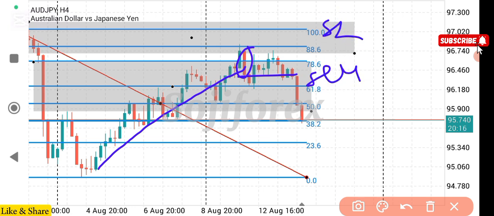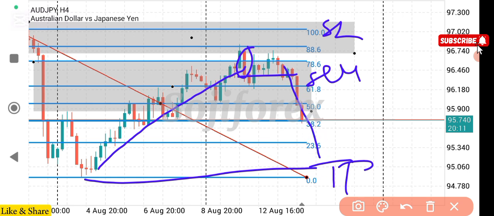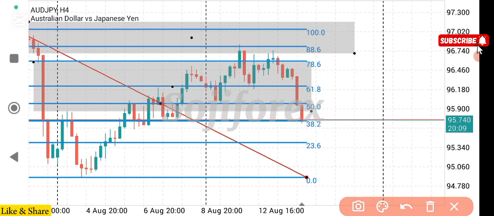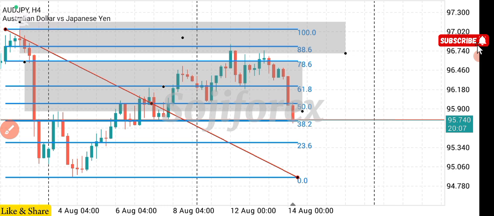Your stop loss is here. Look at your take profit, it is meant to be here. And then this is the current price scenario. So this is exactly how you can sell from a discount zone.